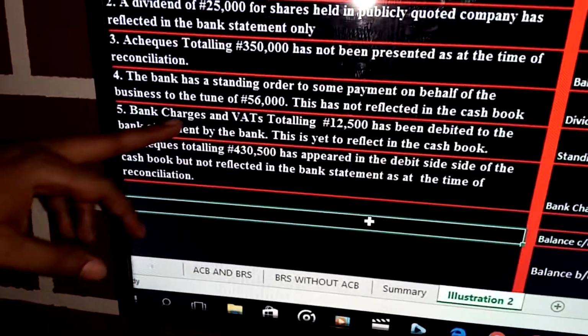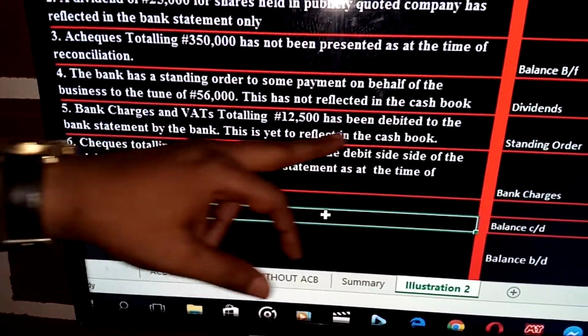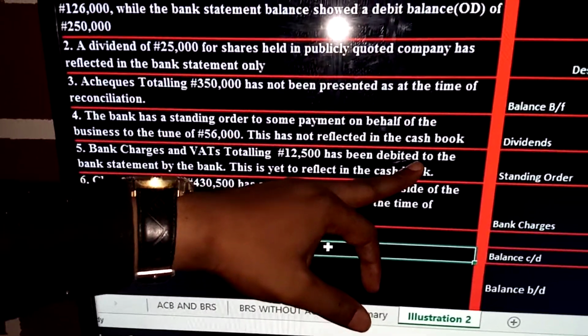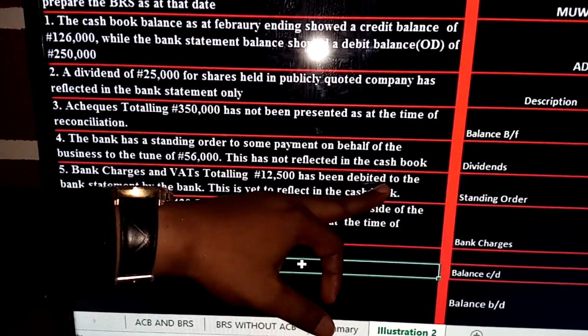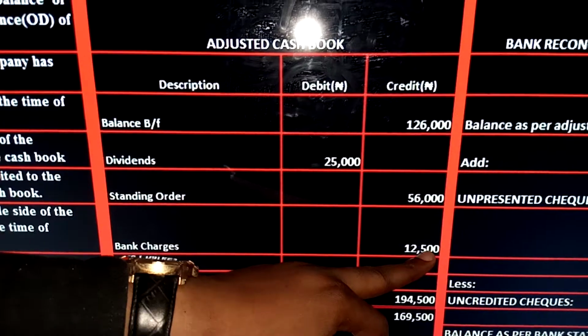The next one says bank charges and VAT totaling 12,500 has been debited to the bank statement by the bank. This is yet to be reflected in the cash book. If the bank charges you for bank charges, they will debit you in the bank. So that's the payment that you're supposed to credit in your what? Cash book. So we have bank charges here, 12,500. I think that's about the whole.